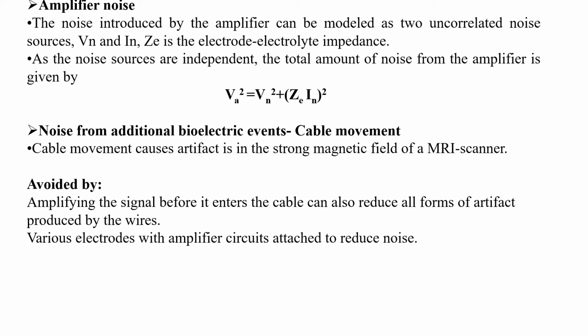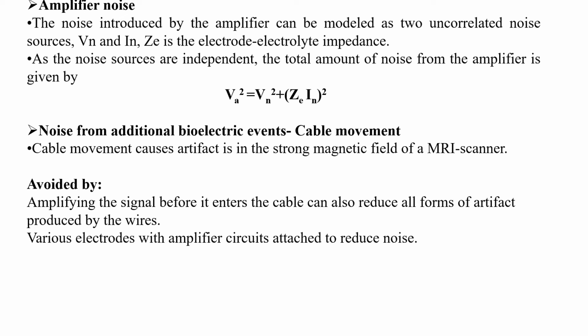The noise introduced by the amplifier can be modeled as two uncorrelated noise sources, Vn and In, and Zt is the electrode and electrolyte impedance. As the noise sources are independent, the total amount of noise from the amplifier is given in the below equation.